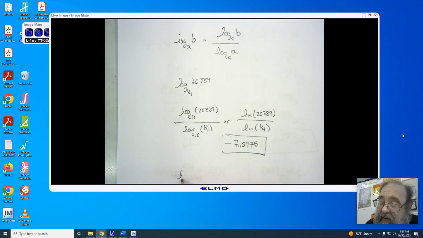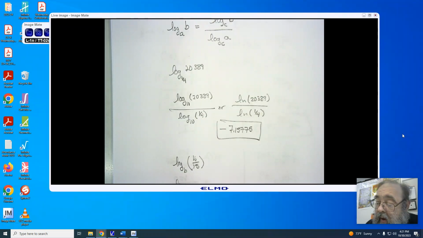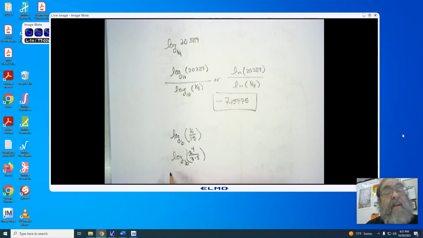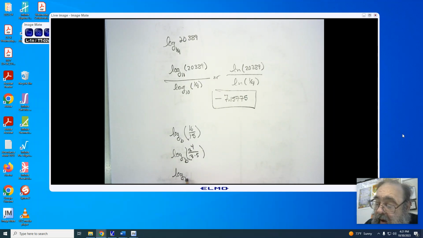Here we go, prime factorization. Log base B of 16/15. This is log base B of 2 to the 4th power divided by 3 times 5. We're going to expand that. So this gives me log base B of 2 to the 4th minus log base B of 3 minus log base B of 5. 4 moves to the front, and I'm now ready to start substituting the information that they gave me at the beginning.